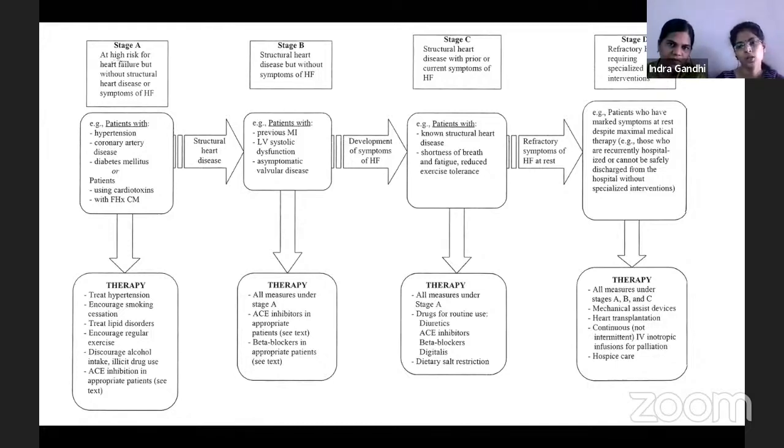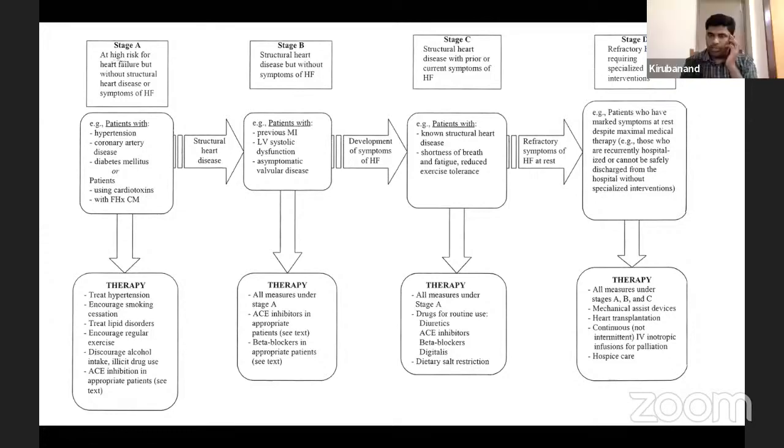Stage C, patients with structural heart disease with prior or current symptoms of heart failure, that is, CAD with LV dysfunction with features of heart failure like breathlessness, exertional dyspnea, fatigue. Treatment is to reduce risk factors, start ACE inhibitors and beta blockers plus diuretics and digoxin. And stage D is refractory heart failure requiring specialized intervention, which includes the whole stage C management, plus the patient needs continuous IV inotrope support or a mechanical assist device or cardiac transplantation or hospice care.